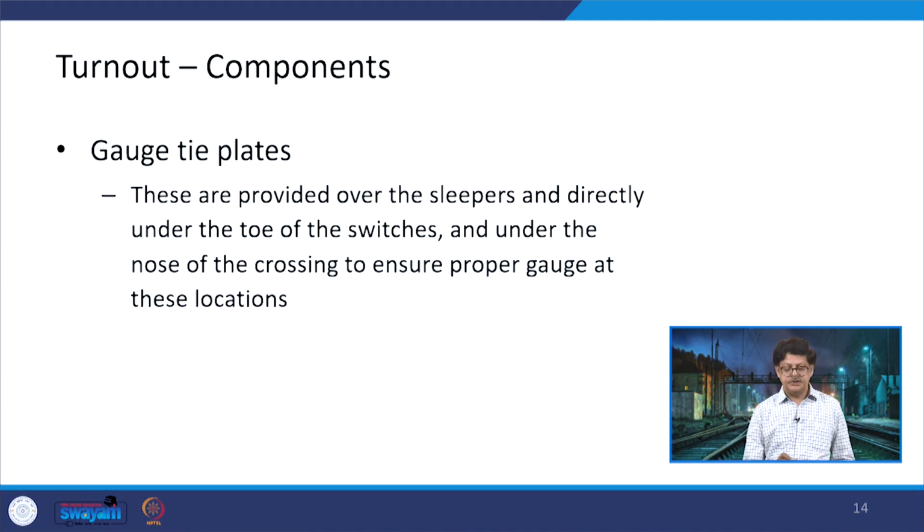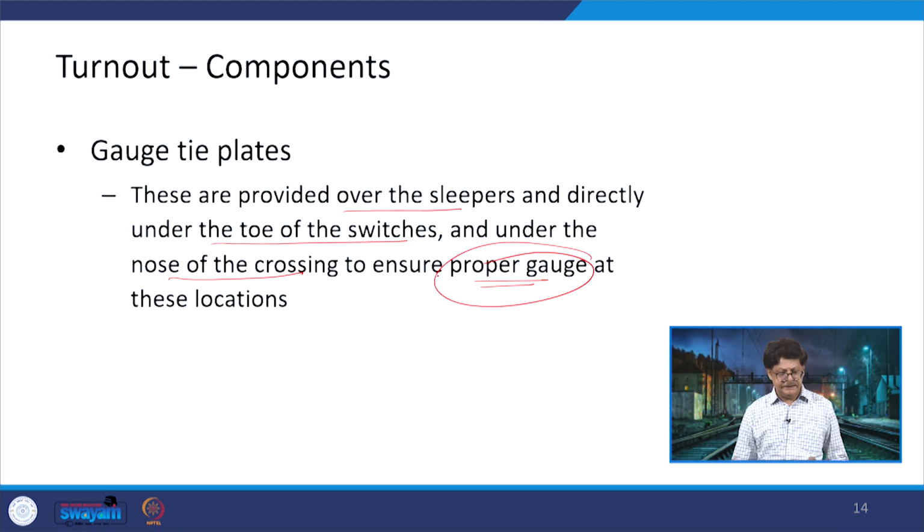Then gauge tie plates, these are provided over the sleepers and directly under the toe of the switches and under the nose of the crossing to ensure proper gauge at these locations. So, these are the additional features which are provided so that the gauge can be maintained at the locations which are the points of weakness, and there are a lot of changeovers in terms of the directions and the movement and the lateral movement of the wheels and bogies, and because of that there is always a possibility of something bad happening here. So, that is where this needs to be maintained.